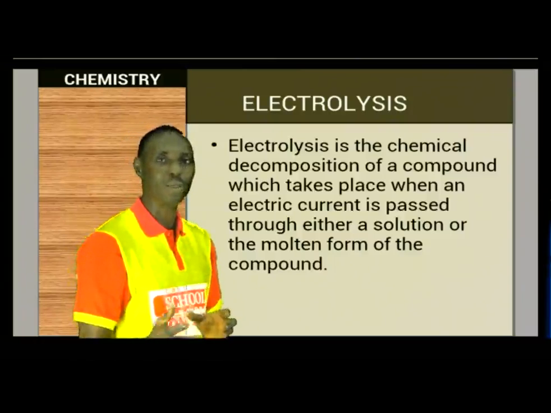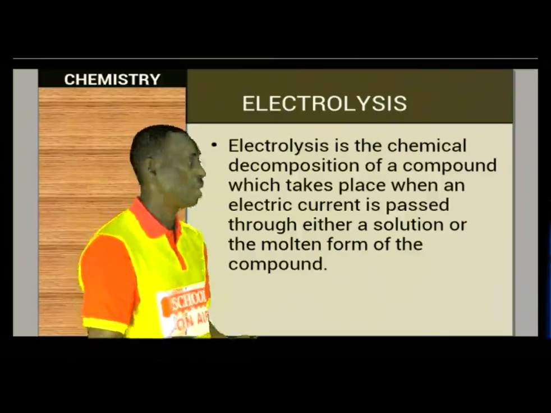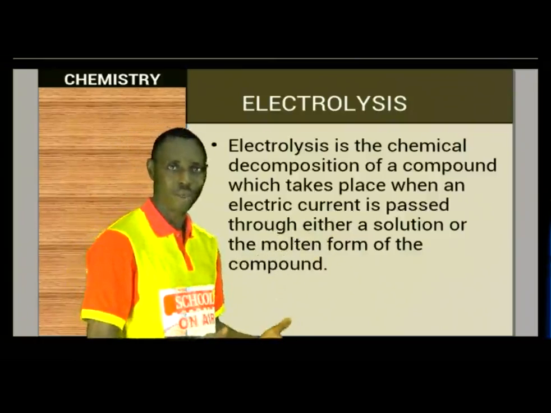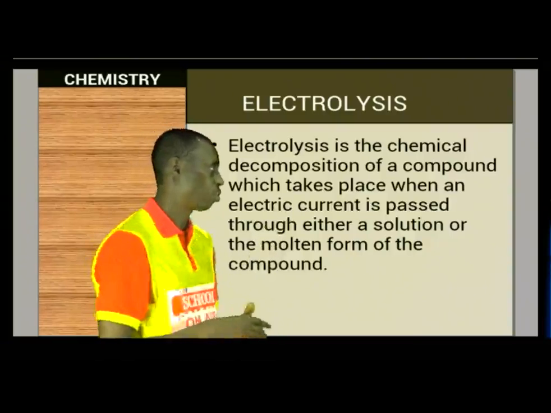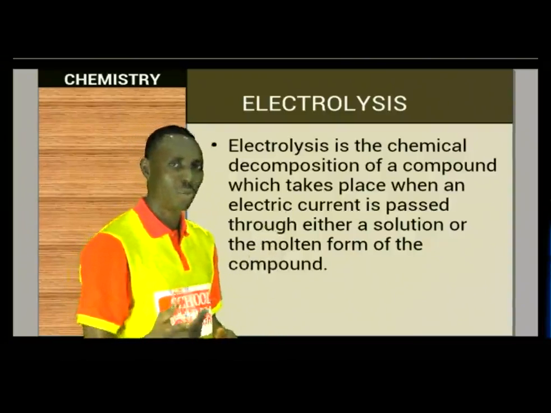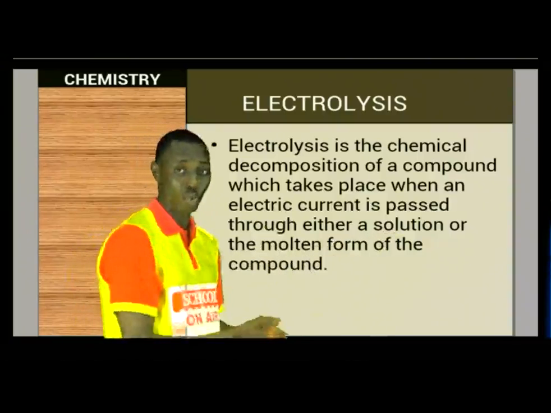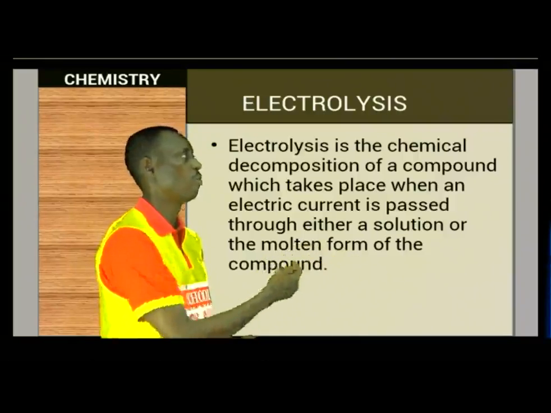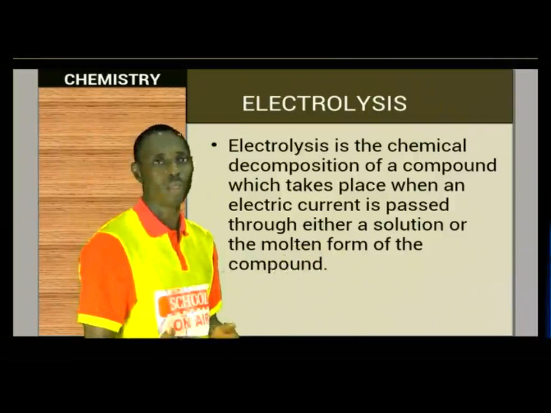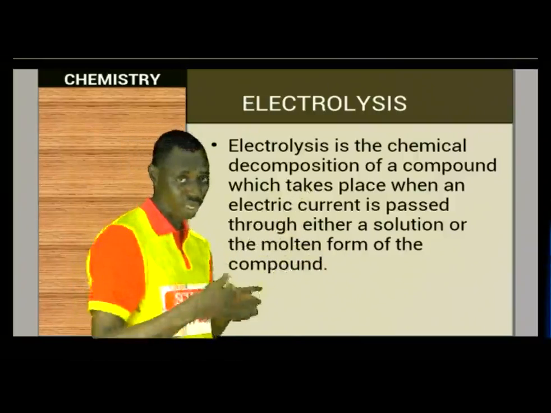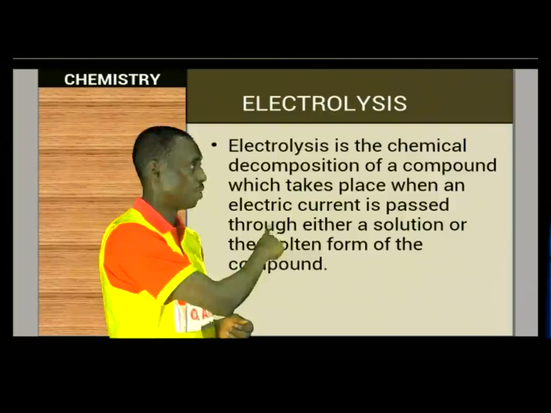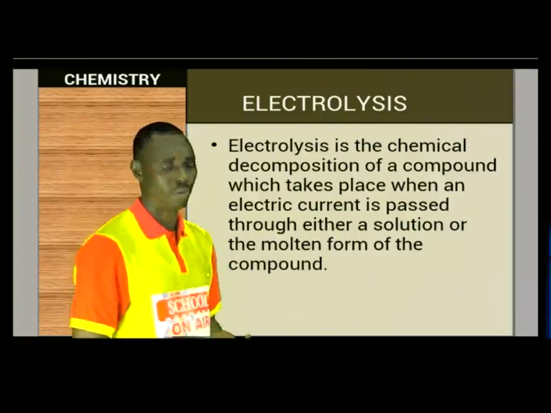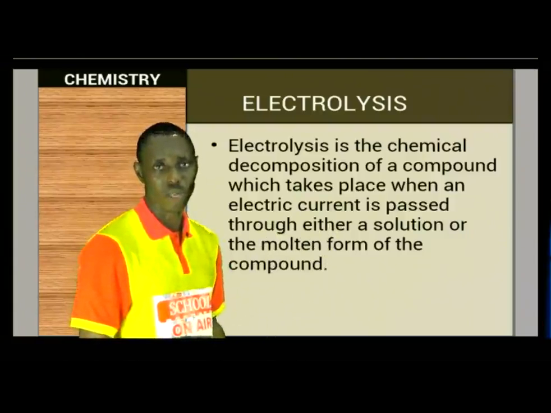And this decomposition will take place by the passage of electric current. When we pass electric current through a compound, we can break it down. We can cause what we refer to as chemical decomposition. But that compound may either be in solution, that is a liquid, maybe in water, or when we melt it, maybe in molten form. So when we talk about electrolysis, we are talking about the decomposition, that is the breaking down of the compound by the passage of electric current, and the compound may either be in solution or in molten form, and that's exactly the meaning of electrolysis.